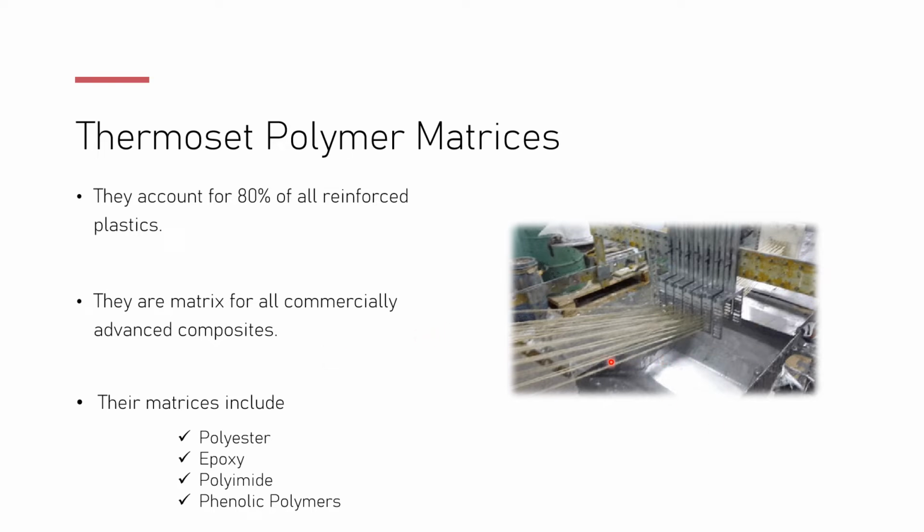This one is a resin bath right there. So you can see the thermoset resins in the resin bath. They account for about 80% of all reinforced plastics. So that's a pretty popular type of matrix.